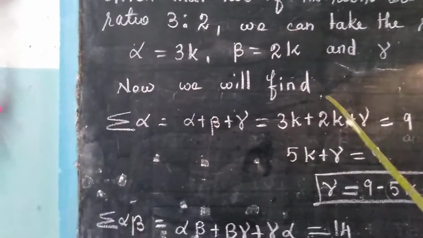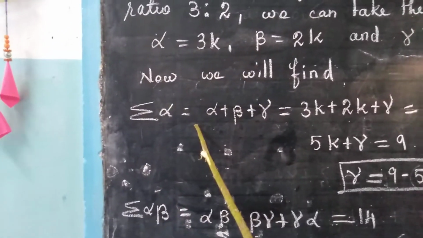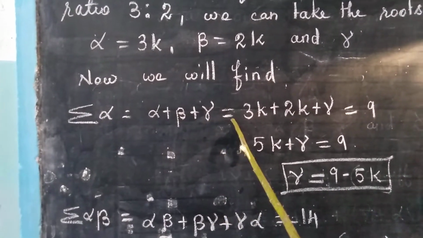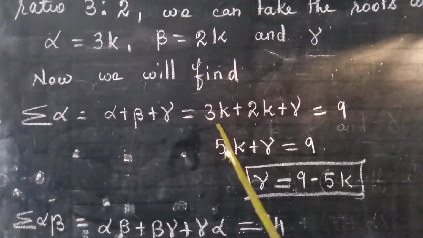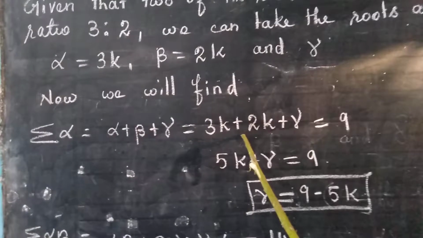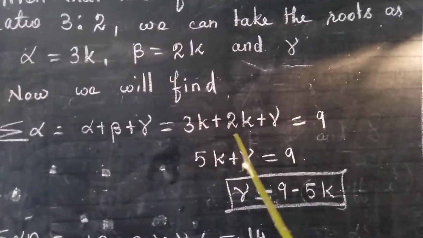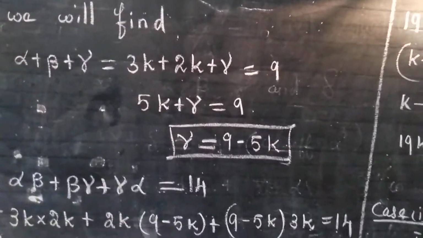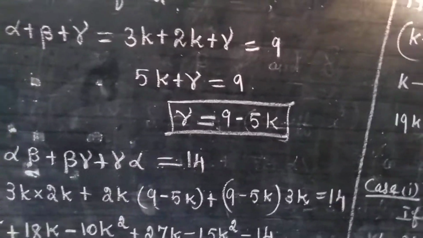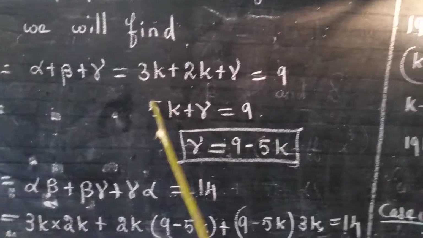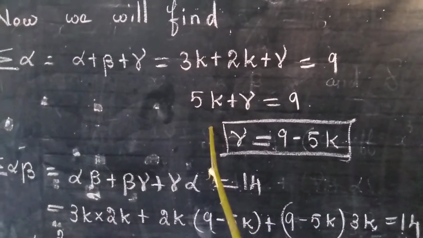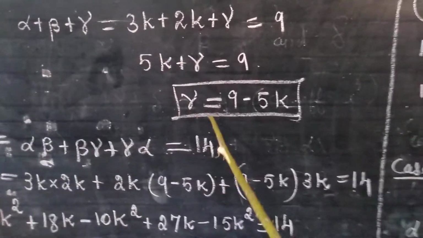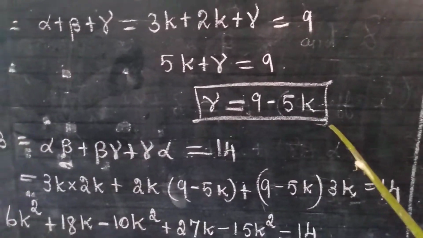Now we will find sigma alpha, that is nothing but the sum of all the roots. Alpha plus beta plus gamma is equal to 3k plus 2k plus gamma is equal to 9. Now if we add 3k plus 2k we get 5k plus gamma is equal to 9. From here we get gamma is equal to 9 minus 5k.